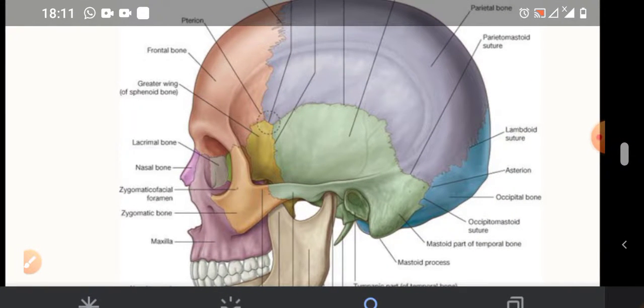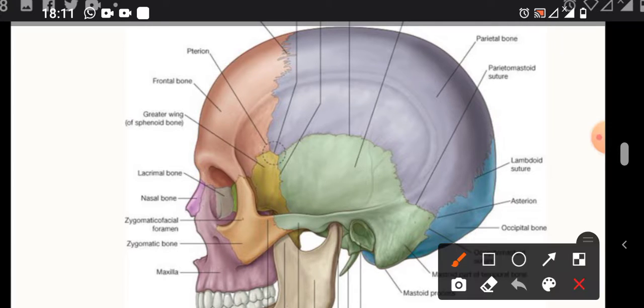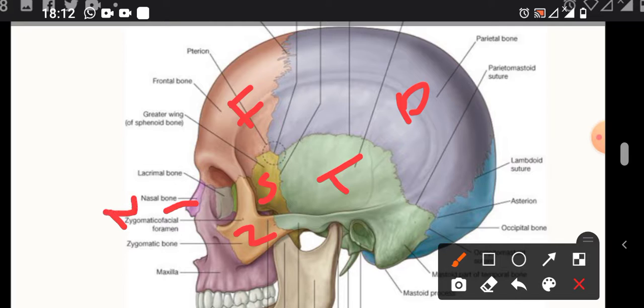So here is the parietal bone. Here is the frontal bone. This is the temporal bone. This is the sphenoid bone, basically the greater wing of the sphenoid. This is the zygomatic bone, and this one is the nasal bone, and this is the maxillary bone, and this one is the mandible, and this is the occipital bone. So these are the bones which are participating in the formation of the norma lateralis.